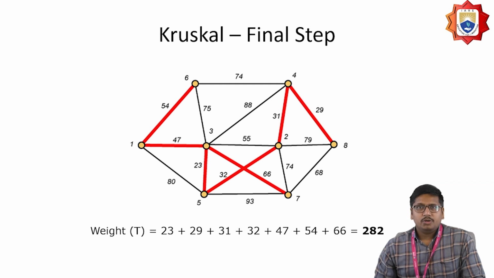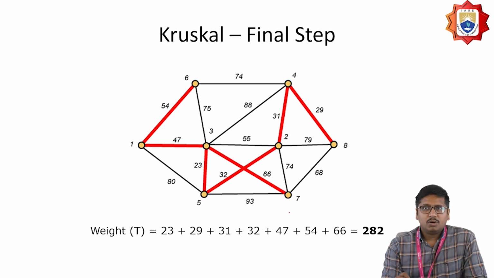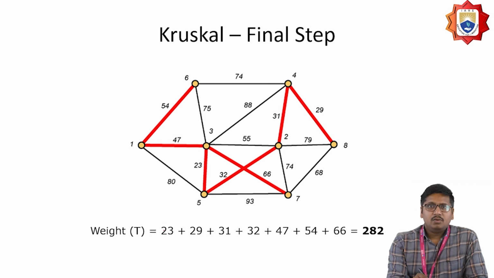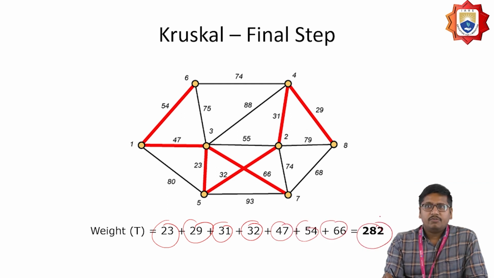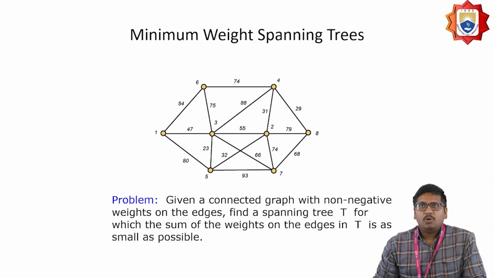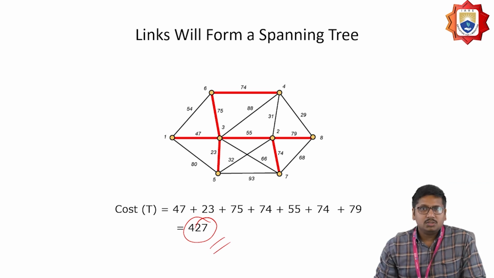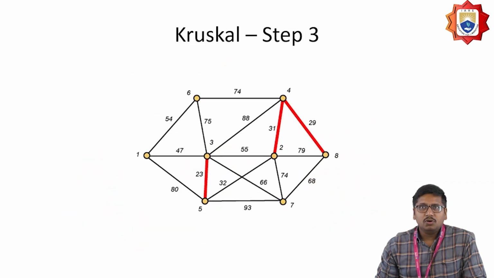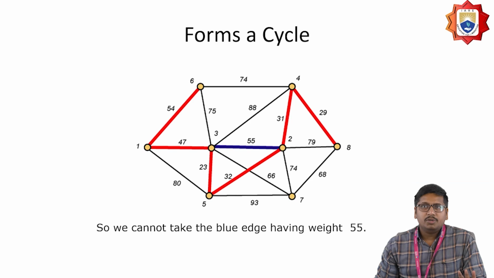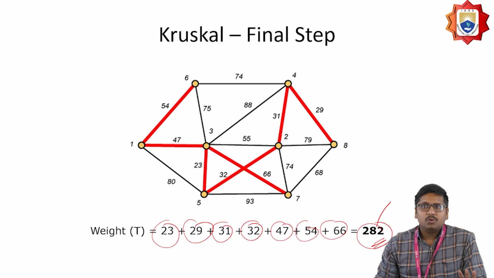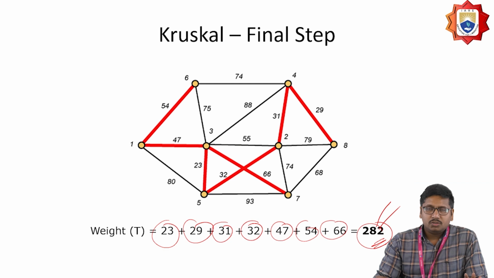So by taking all the edges, the sum of all the minimum weight edges is going to be added up, and finally I'm going to get 282 as the cost. But initially I'd get 427 as the cost if I select the edges randomly. So by using this algorithm, how much am I getting? I'm going to get only 282. So this is better.